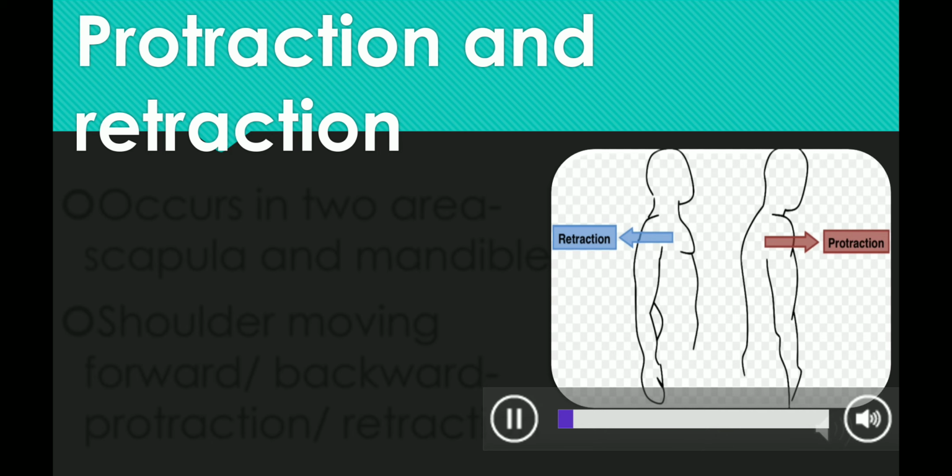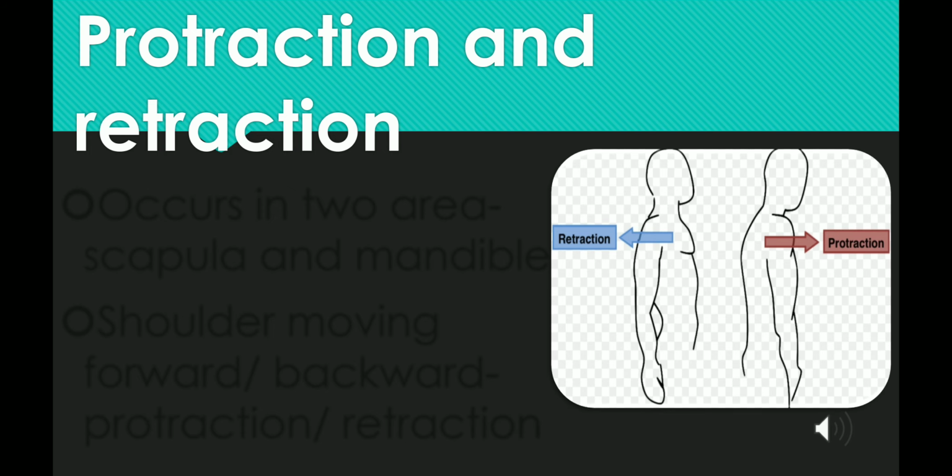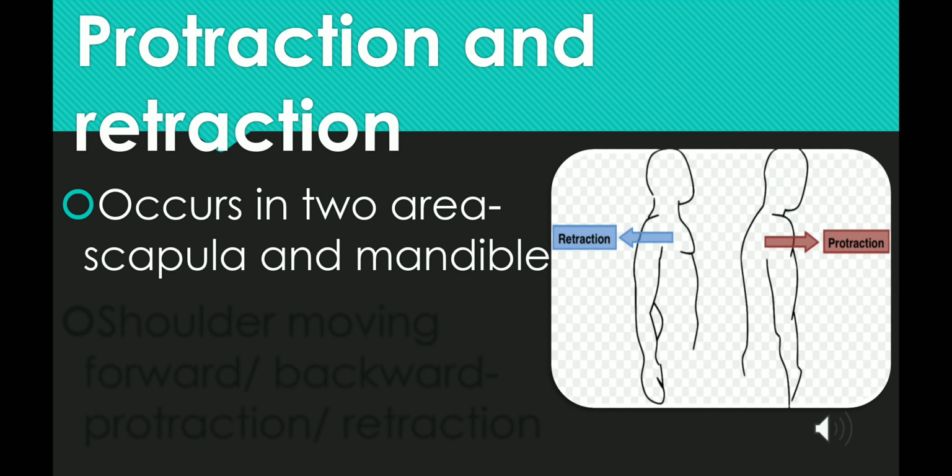The next movement is protraction and retraction. It occurs in the shoulder and also in the mandible, that is the lower jaw. In the shoulder, when the shoulder is moved forward, it is called protraction, and when the shoulder is moved backward and medially, it is called retraction.